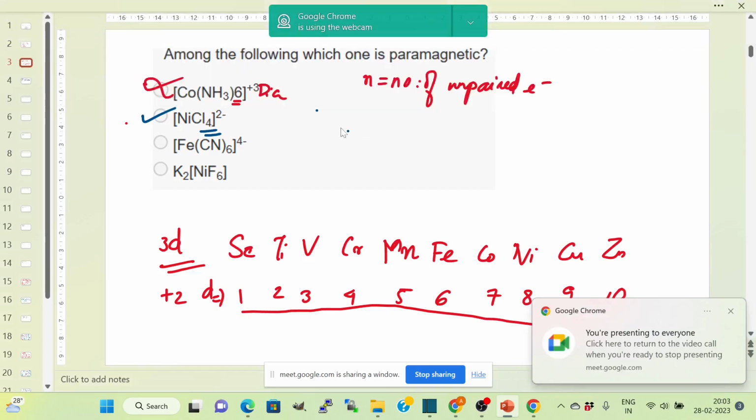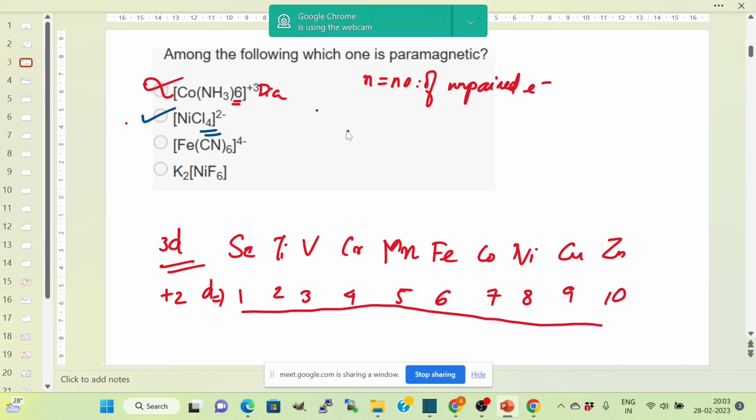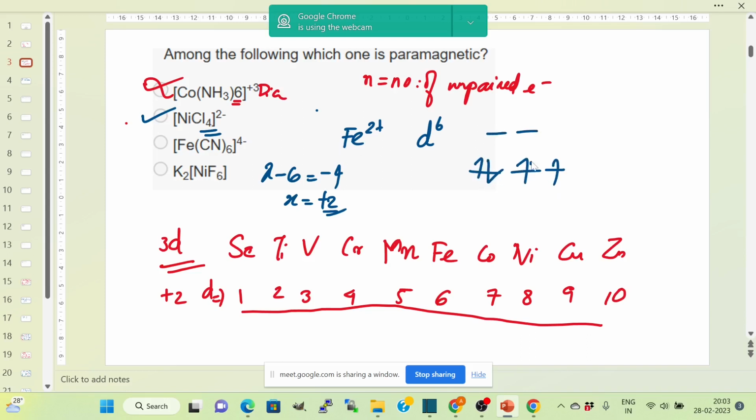FeCN6 4 minus. The oxidation state of Fe here is Fe2 plus, right? So x minus 6 equals minus 4, so x is +2. Fe2 plus has d6, and CN, as we know, is a strong field ligand in an octahedral complex. So in t2g and eg, we will go for pairing: 1, 2, 3, 4, 5, 6. So this is also a diamagnetic complex. There is no unpaired electron.